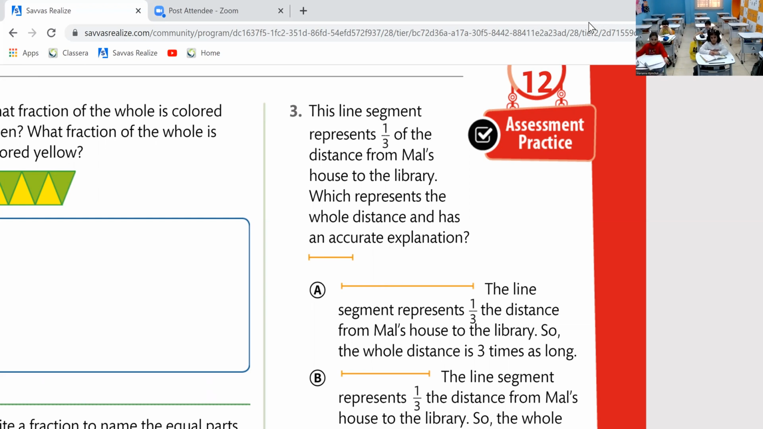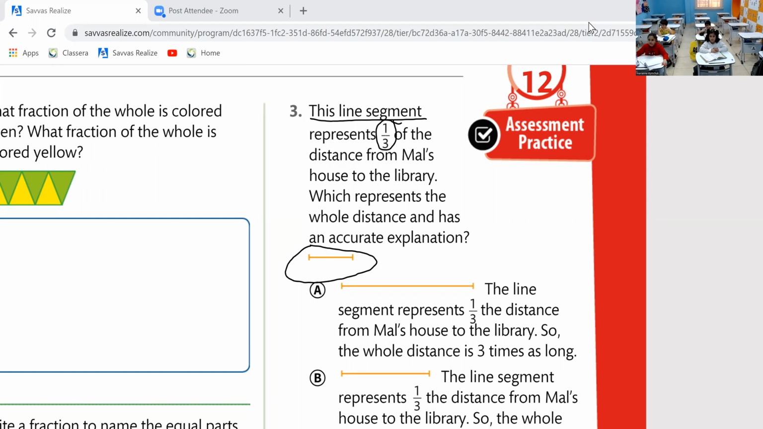Question number 3 about the line. This line segment represents 1 out of 3 of the distance from here to there. Now I'm showing you on the floor. This is this part, 1 out of 3. So how many parts should it be together?